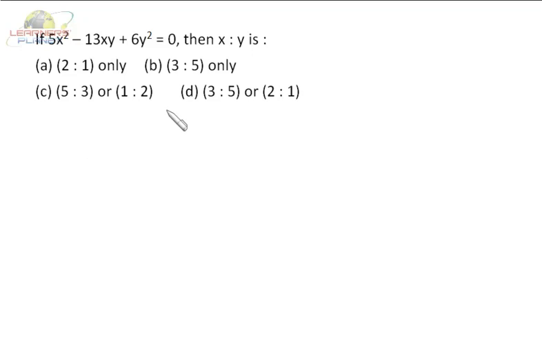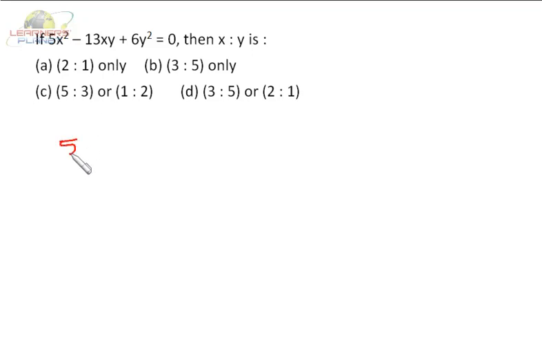Now let's see this problem. 5x square minus 13xy plus 6y square is equal to 0. Then we have to find out x is to y. Now let's factorize this expression. It's 5 into 6, 30. That means we have to choose two numbers whose product must be 30 and whose sum must be 13. So the numbers can be 10 and 3.